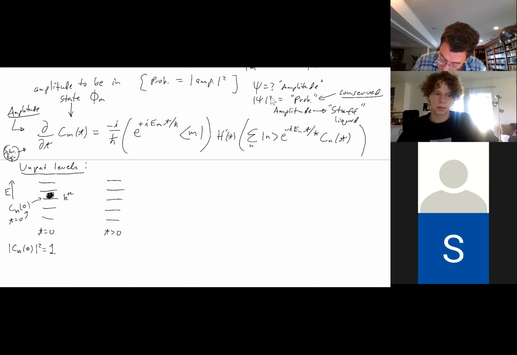Now let me erase this. This is the kth state. So as we start out in time, all the amplitude is in one particular state, the initial state. The kth state is the initial state. But then as time goes on, what does that amplitude do? Well, the amplitude gets squirted to other states. The amplitude gets squirted to all the other states.